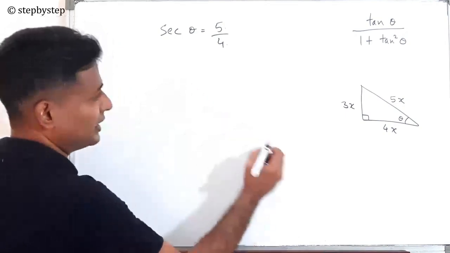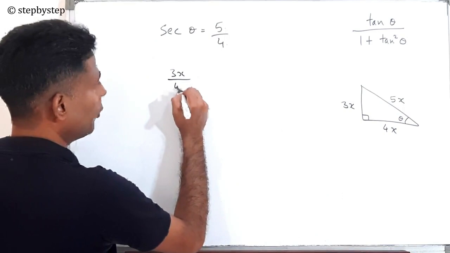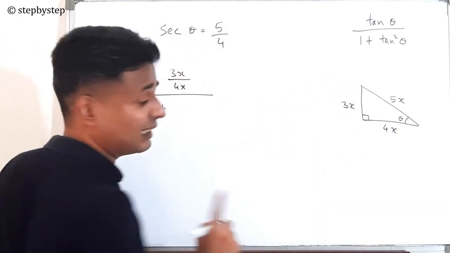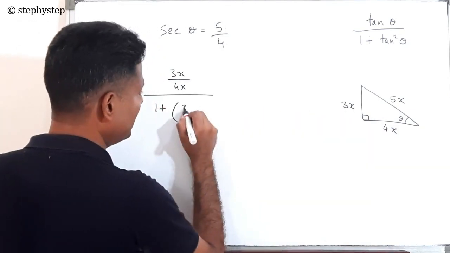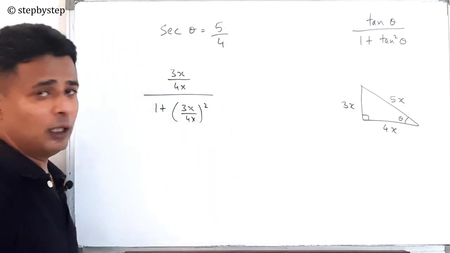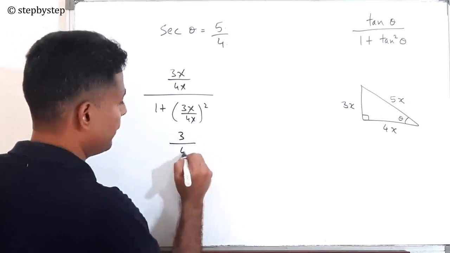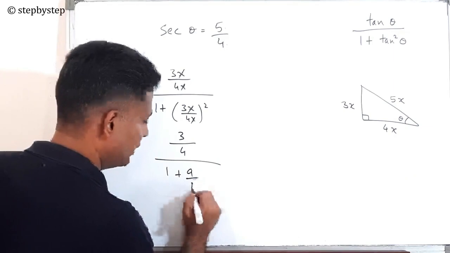Now tan theta. What is tan theta? Opposite by adjacent. So 3x by 4x whole by 1 plus tan square theta. Tan square theta means tan theta whole square. Again tan theta is opposite by adjacent and tan square theta would be whole square. Again x and x cancels. So we get 3 by 4 by 1 plus 3 by 4 whole square, 9 by 16.